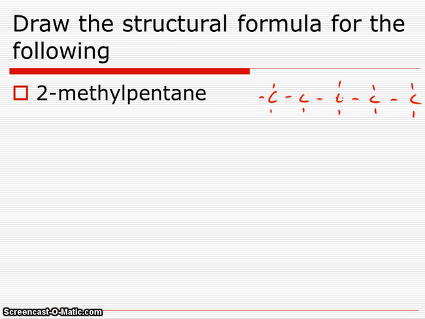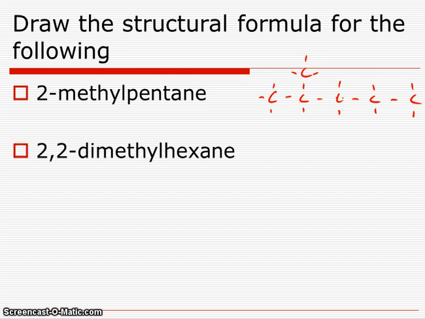Then we've got that yl suffix, which tells us that there's a branch. The meth tells us that there's 1 carbon in that branch. And the 2 in front tells us which carbon that methyl group is coming off of our pentane parent. So we're going to start numbering our carbons 1, 2, and off that second carbon, we're going to put a methyl group. So that would be 2-methylpentane. So let's look at another example.